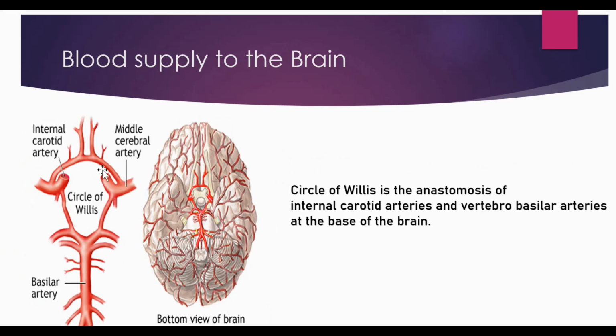This is a picture of the circle of Willis. Here are the two vertebral arteries joined together to form the basilar artery, and this is the internal carotid artery, which branches into the ACA and MCA. So the arteries of the brain join together at the base of the brain to form a circle, and this is known as the circle of Willis. The vertebro-basilar artery and the internal carotid artery join together to form a circle at the base of the brain. This anastomosis is known as the circle of Willis.